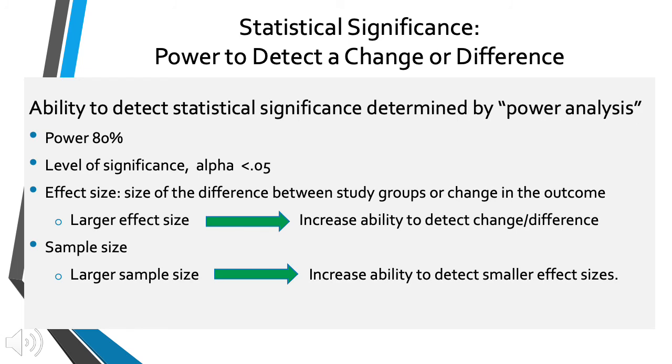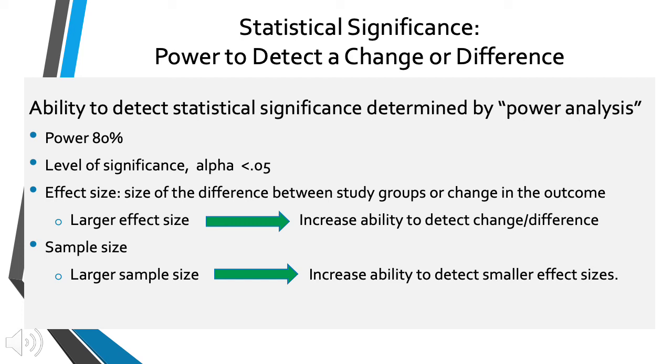A methods section may also describe a power analysis. As mentioned earlier, power is the ability to reject the null hypothesis that there is no difference or that the treatment will not work. A description of the power analysis should contain the amount of power selected, and the standard is 80%. It should contain the alpha, the expected effect size, and the sample size.